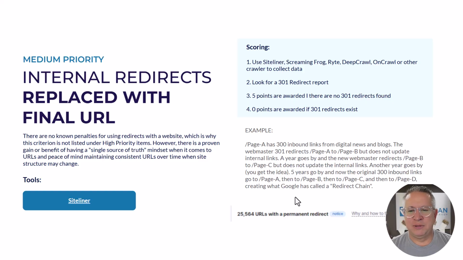Internal redirects replaced with that final URL. So let's just go through a crawl tool like Screaming Frog, and if we see a list of 301 redirects or 302 redirects, let's just address those and make sure that the links that are pointing to those pages that are redirecting are just updated with the final page that they should be going to. There's no reason to create extra crawls for search engines or to confuse a user who clicks on a link and sees the URL change.